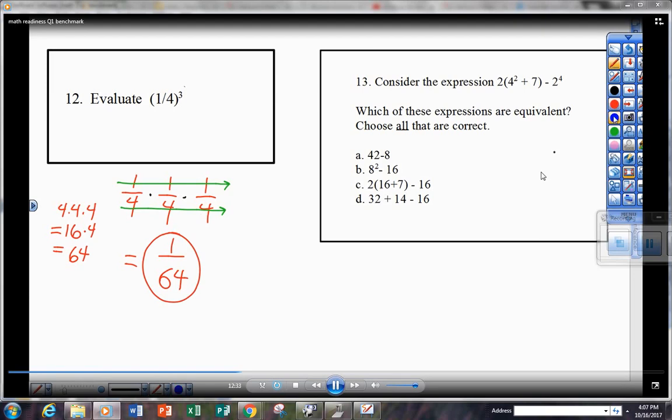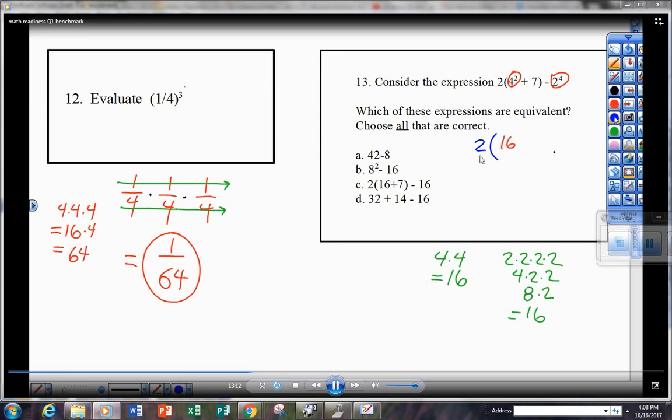Alright, for 13, the first thing they want you to do is evaluate these exponents. Know that 4 to the second power is never 8. That is 4 times 4, which is 16. 2 to the fourth power, don't worry about that negative, just worry about the base and the power. That is 2 times 2 times 2 times 2. So again, 4 to the second power, 4 times 4 is 16. 2 to the fourth: 2 times 2 is 4, 4 times 2 is 8, and 8 times 2 gives you 16.